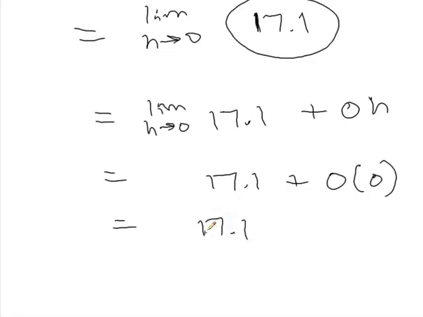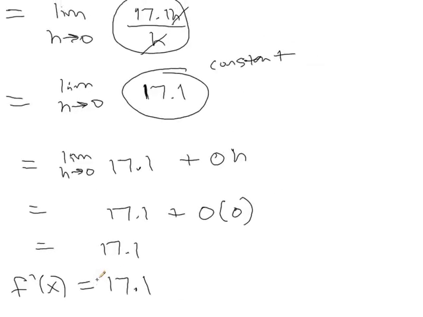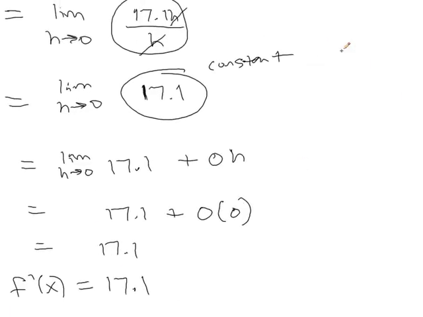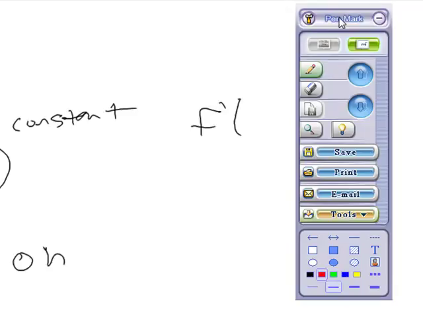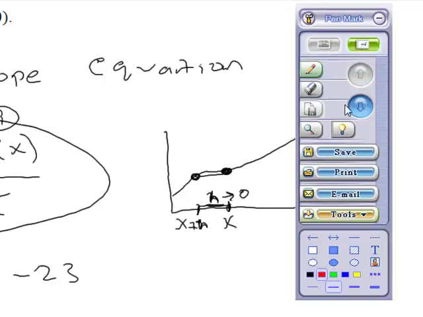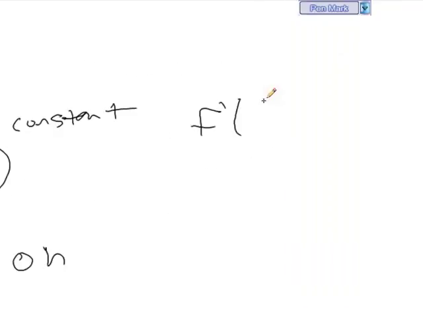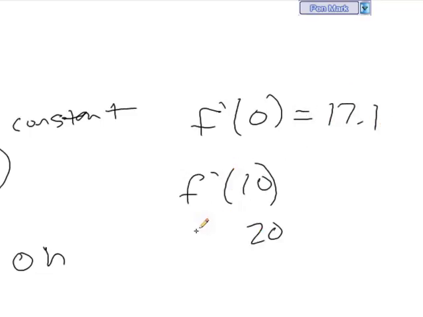So this is constant. This means that f prime of x, meaning the slope function, the slope equation, is the constant 17.1. So it doesn't matter which value of x you're talking about. F prime of, we wanted to know, of 0, 10, and 20 is 17.1. For 10 and 20, it's also the same thing because we have a function that has a constant rate of change.